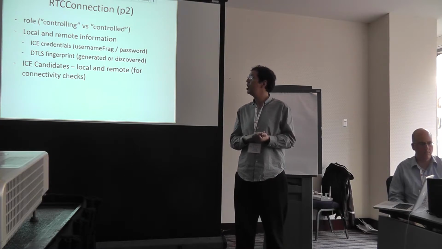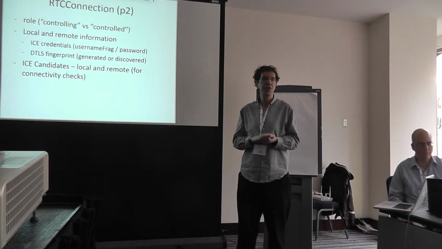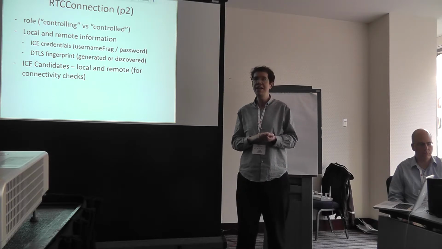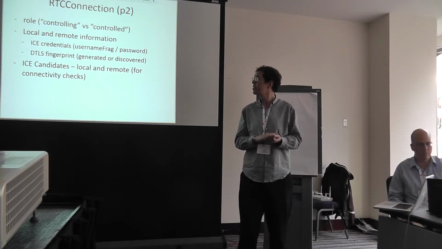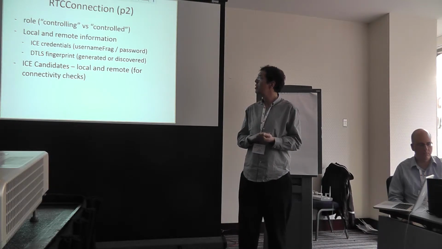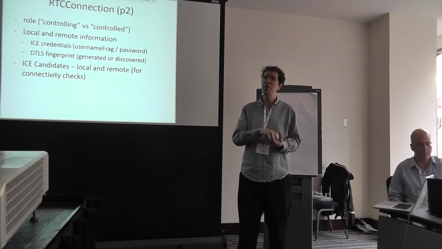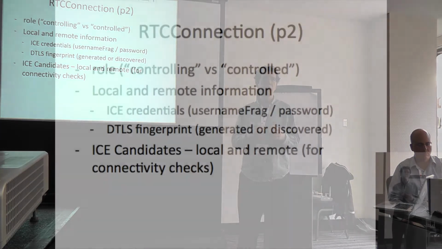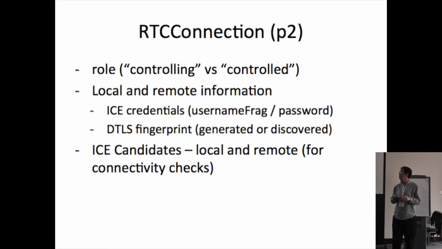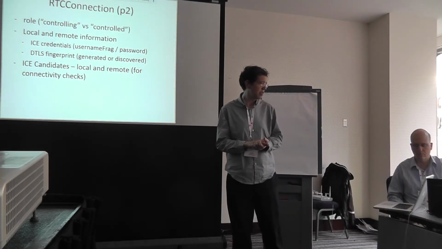RTC connection has a suggested role. It's similar to the ICE connection, which is controlling versus controlled. It's just a hint to prevent unneeded back and forth packets to change the role when it comes to ICE. You have local ICE credentials and remote ICE credentials that are part of the RTC connection, so that you can say your username fragment and your ICE password. You have your DTLS fingerprint, which represents your local fingerprint, and after negotiation you get a connection, therefore you will have the remote fingerprint to examine. And you obviously have your ICE candidates, which are your local candidates and your remote candidates. And they're used for the connectivity checks.